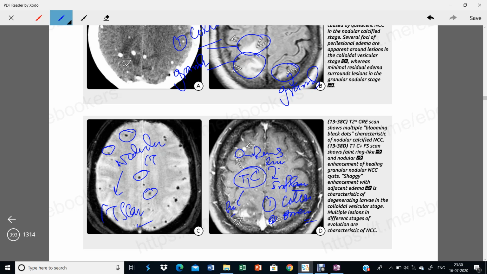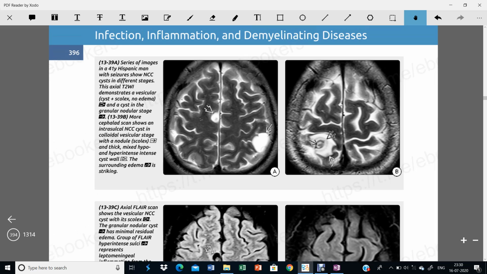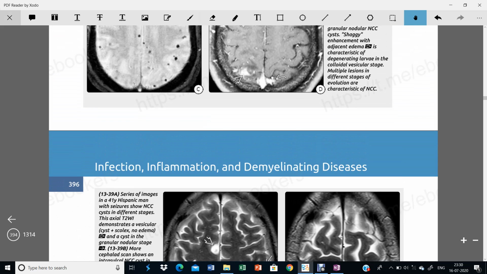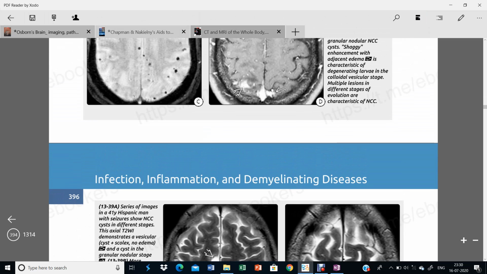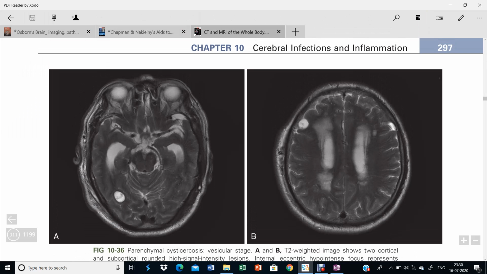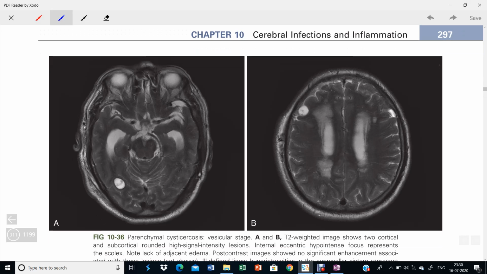For diagnosis, it is maybe the colloidal stage due to the ring enhancing lesion. In the case of the granular stage, this enhancement is less as the inflammation goes down. In this picture, we will see one cyst. This is a cyst, and we will see the fine scolex. Obviously, this is neurocysticercosis.